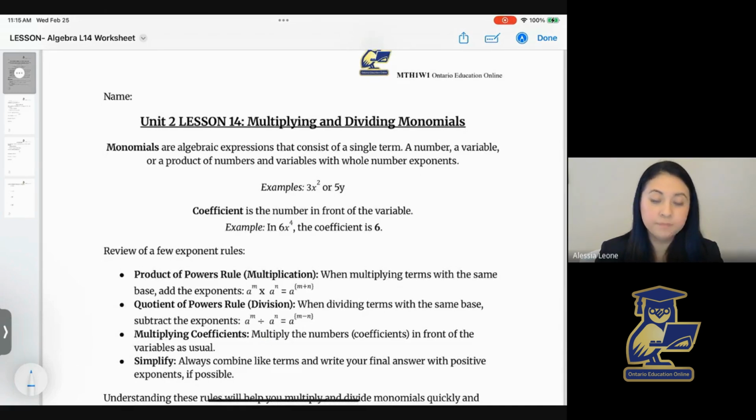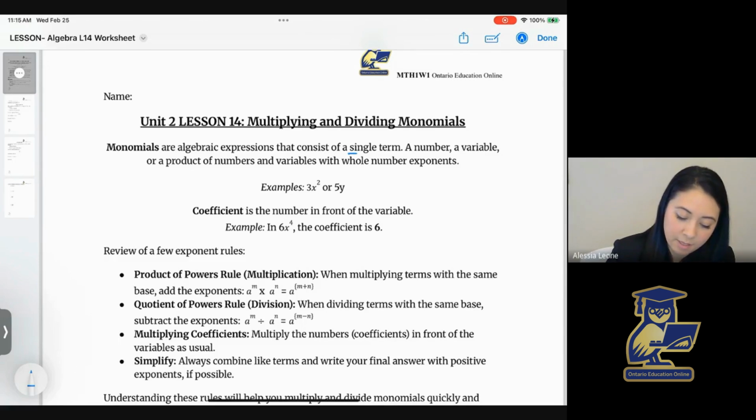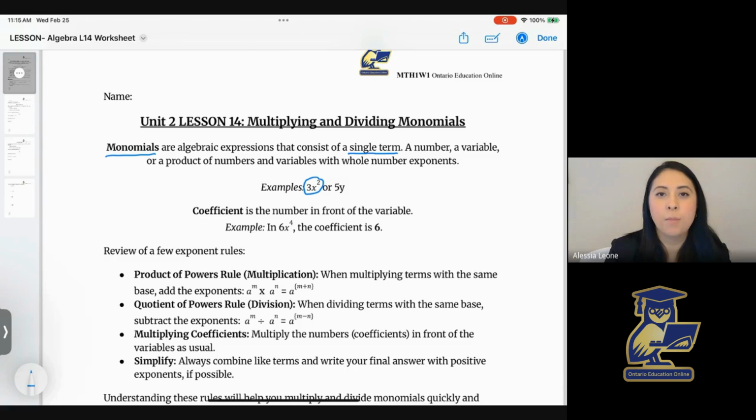A monomial, it's just a single term. That's what that means. Monomials are algebraic expressions that consist of a single term. A number, a variable, or a product of numbers and variables with a whole number exponent. Here's an example. This here, that is one term. That is called a monomial. This 5y, that is one term. That is called a monomial.